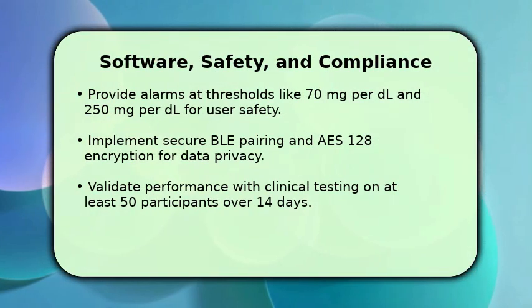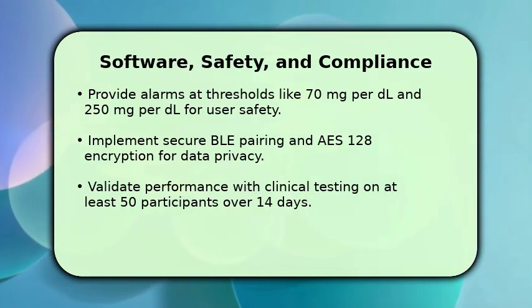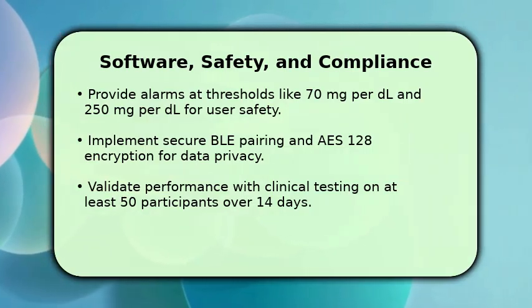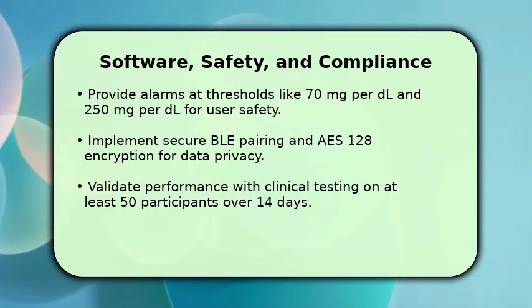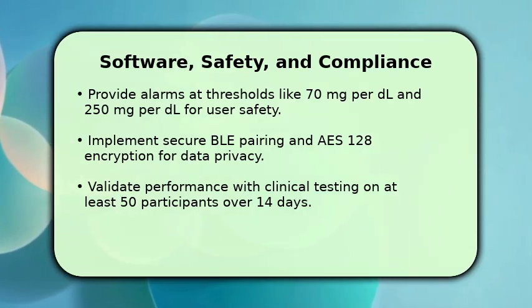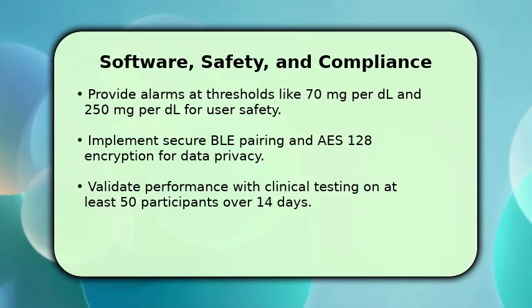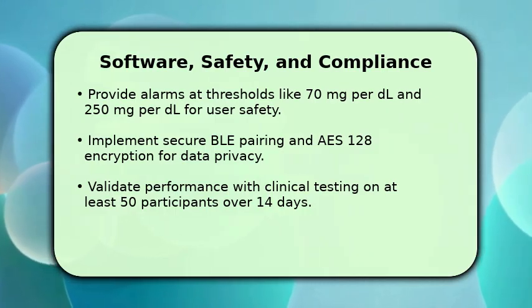Build software that presents actionable trends and clear alerts for low and high glucose. Provide alarms at thresholds like 70 mg per dL and 250 mg per dL for user safety. Implement secure BLE pairing and AES 128 encryption for data privacy and regulatory readiness. Display 15-minute trend arrows and rolling 3-hour averages in the app interface.